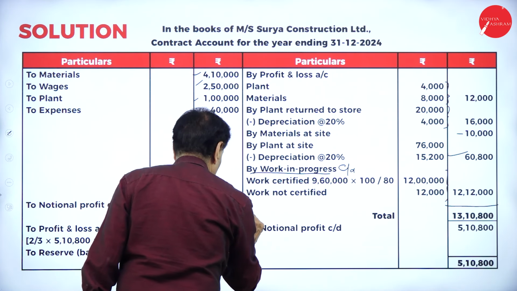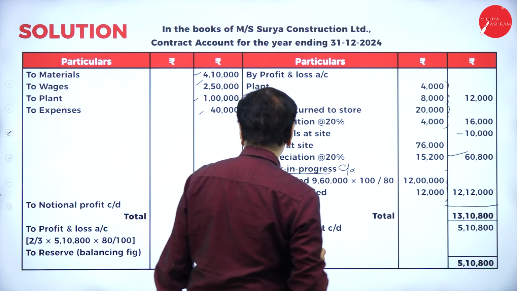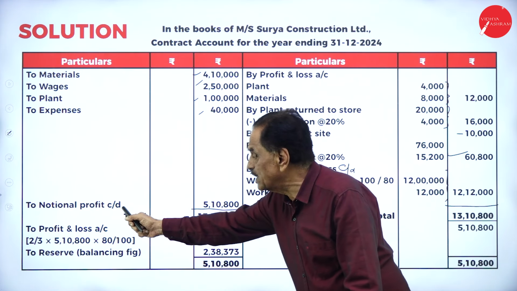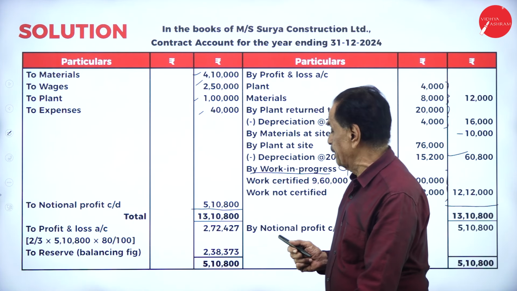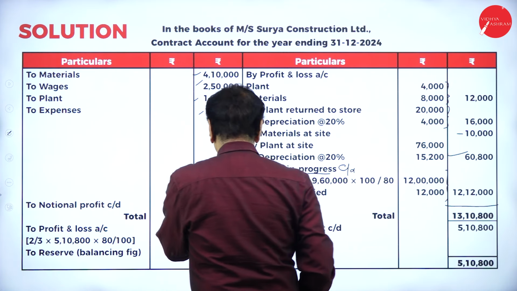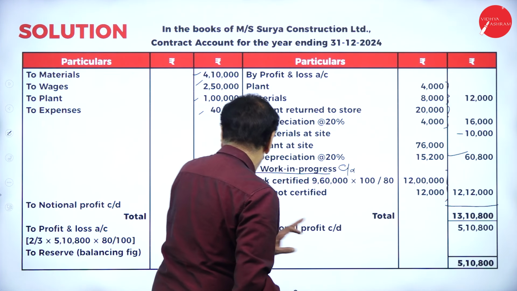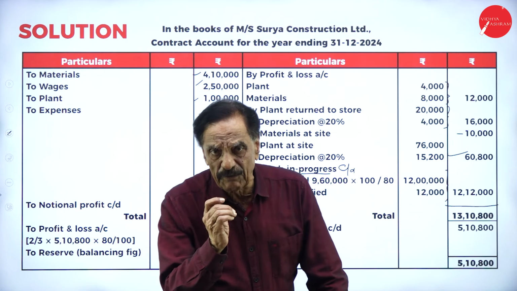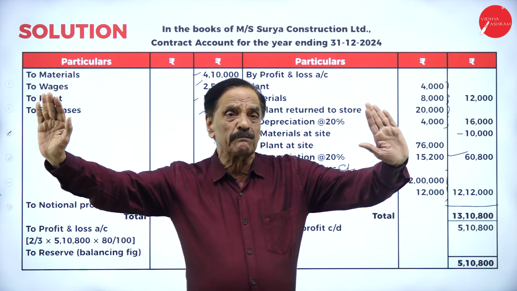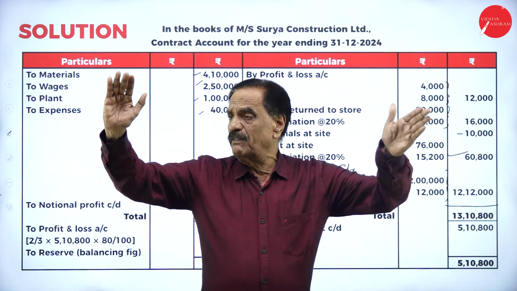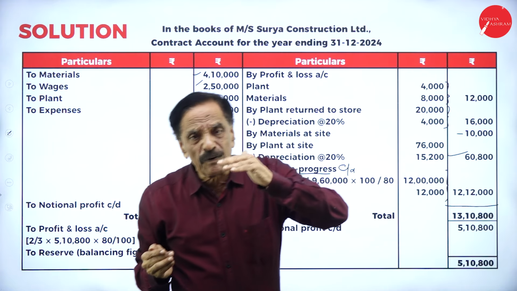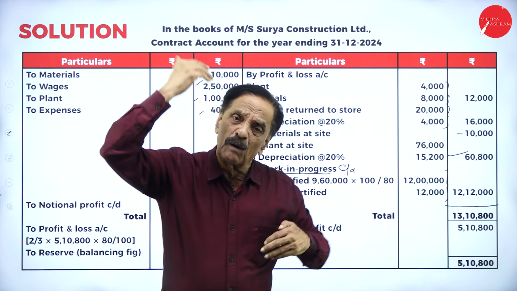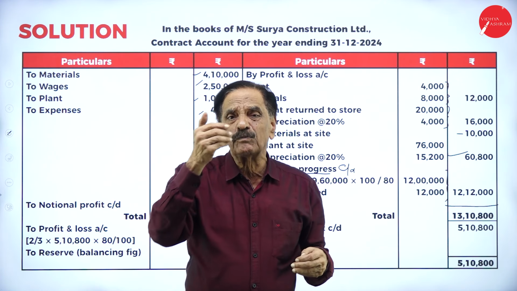13 lakh 10,800. The difference is 5 lakh 10,800, which is considered as a notional profit. Then bring down this notional profit to the credit side. Then we have to apply the law. Compare the work certified and the contract price. If the work certified is 50% or more than 50%, up to 90%, it is 2 by 3.